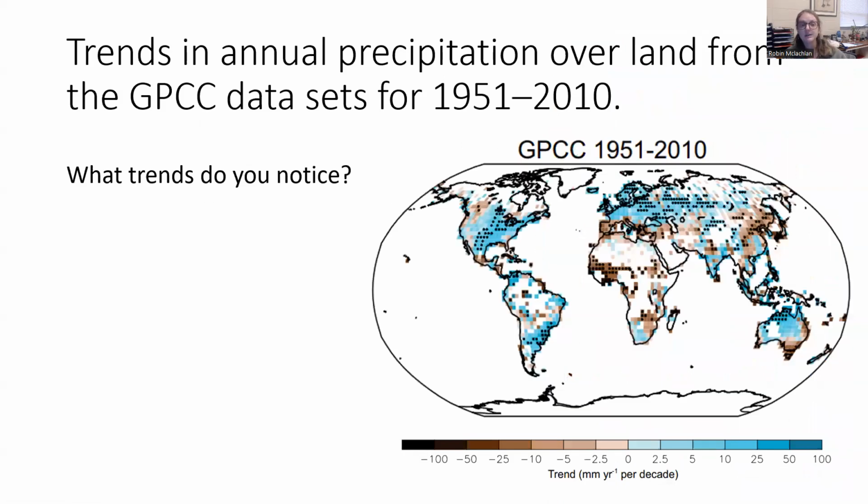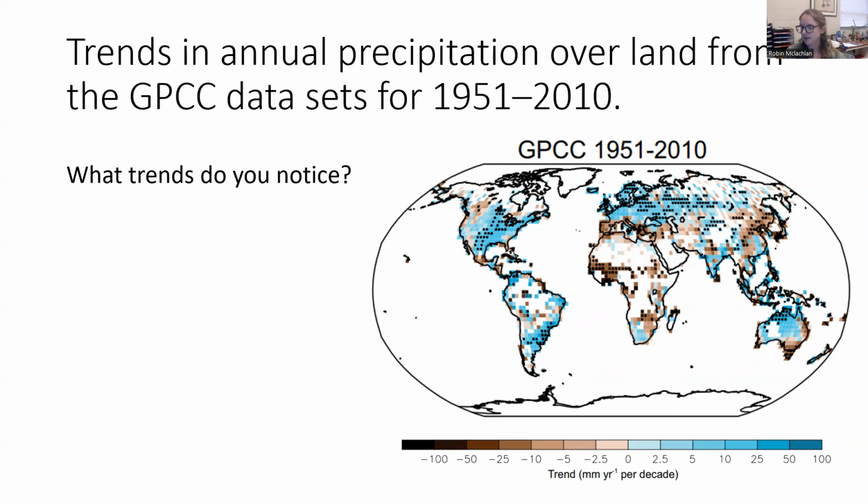All right, now these trends in annual precipitation over land are showing, again, that all over the world, things are a little bit different. It's not just that precipitation is increasing everywhere or decreasing everywhere. It's different depending on where you are on Earth. So I want you to look at this global map and think to yourself, what kind of trends are you noticing? Keeping in mind that blue means we're increasing in precipitation and brown and black means we are decreasing in precipitation.